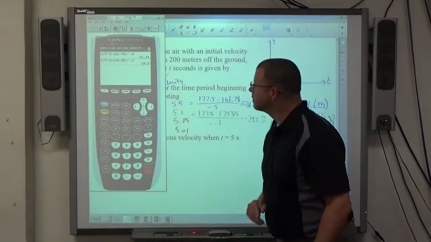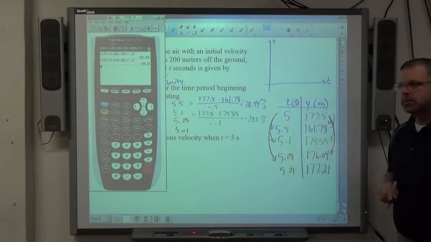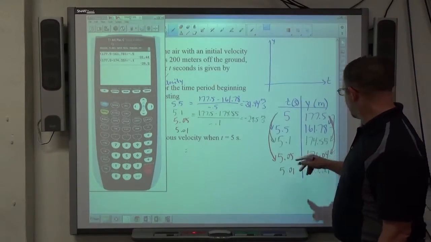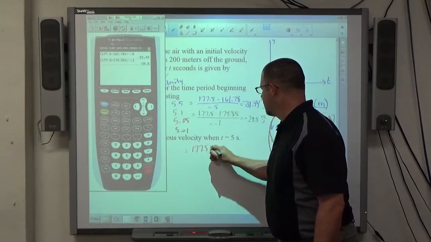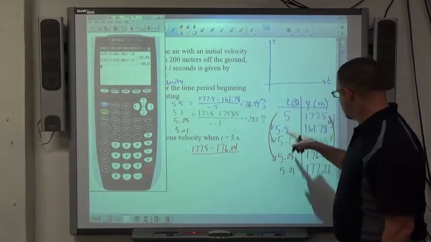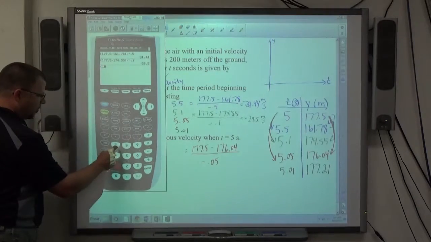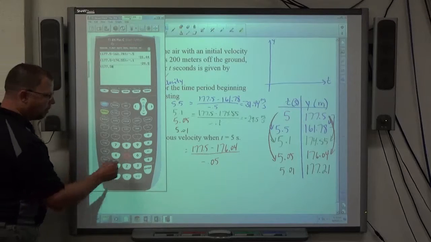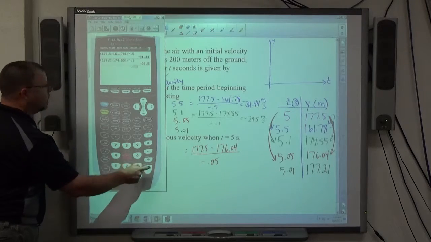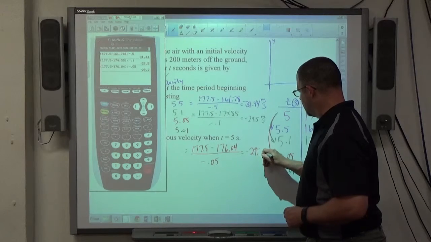Next one. How far did it go? How long did it take? So part 3, 177.5 minus 176.04 over 5 minus 5.05, so negative 0.05. Parentheses, 177.5 minus 176.04 divided by negative 0.05 equals negative 29.2 meters per second.